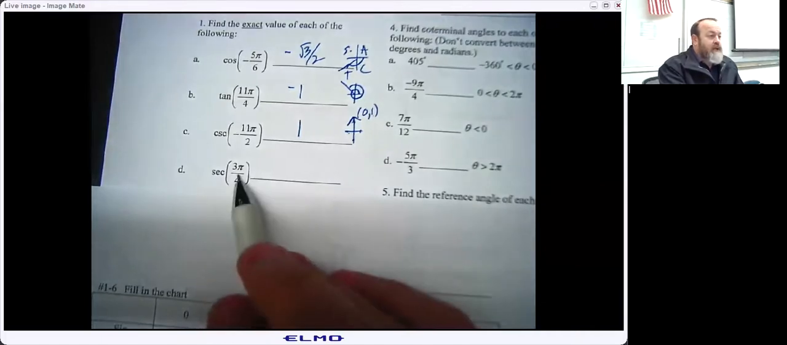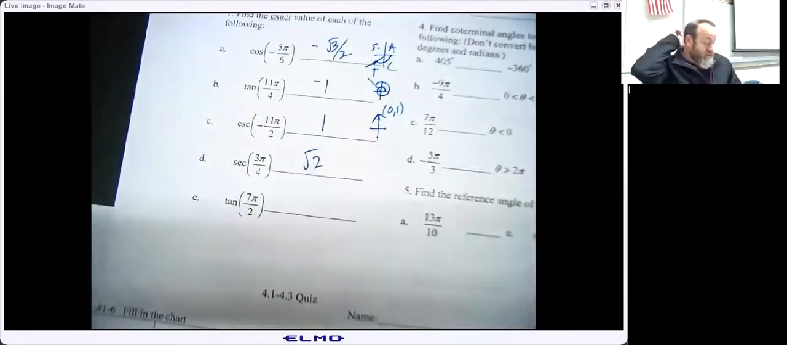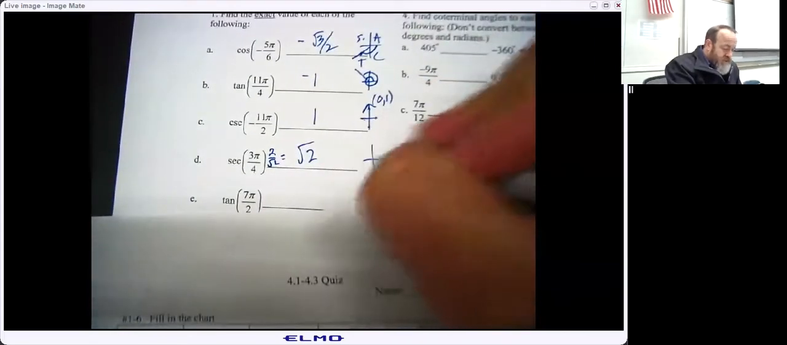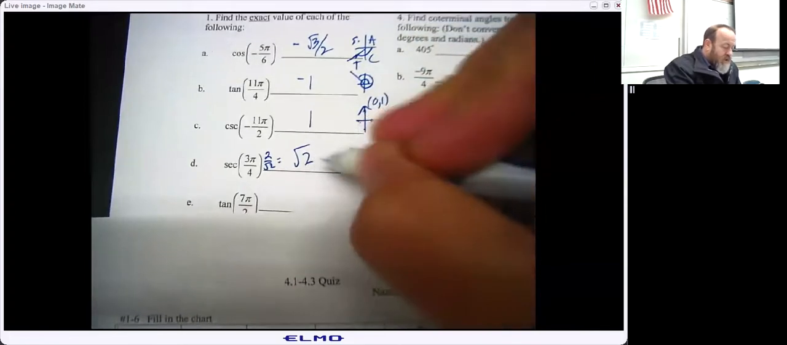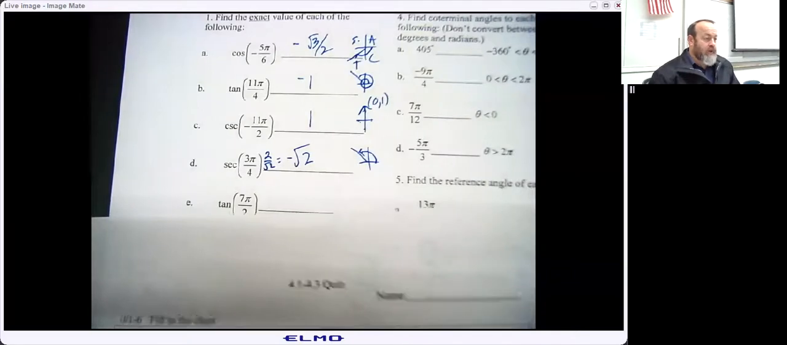Now, a secant is a reciprocal of a cosine. So if the cosine of pi over 4 is this, then the reciprocal of that, if you do the math, is just root 2. Remember, if you do your thing where you multiply by root 2 over root 2, it works. And a lot of things in here are landing in that second quadrant, and we know that the secant and the cosine are negative there.